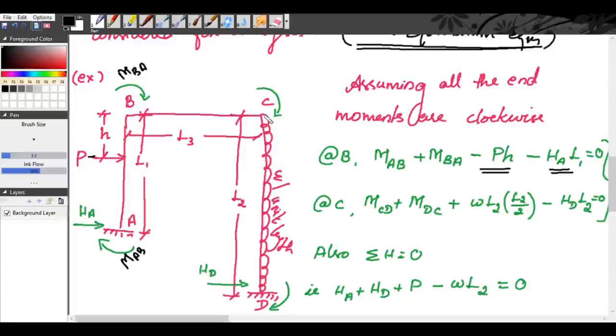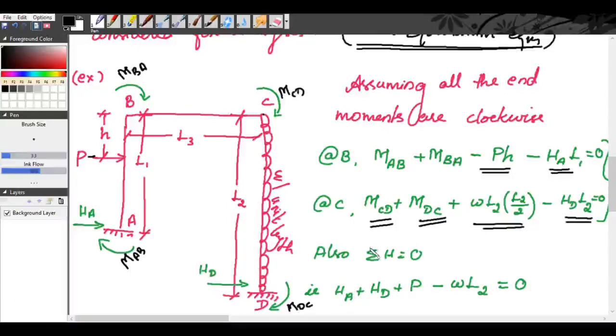Similarly, at C, you are taking the right of C. So, clockwise we will take positive and anti-clockwise we will take as negative. So, this MCD is clockwise, and MDC is anti-clockwise. MDC plus this load, W into L2 into half of the distance, that is L2 by 2, again clockwise, so positive. Now, this HD into L2 is anti-clockwise. So, MDC plus W L2 by 2 minus HD into L2 is equal to 0. This is another shear equilibrium equation.